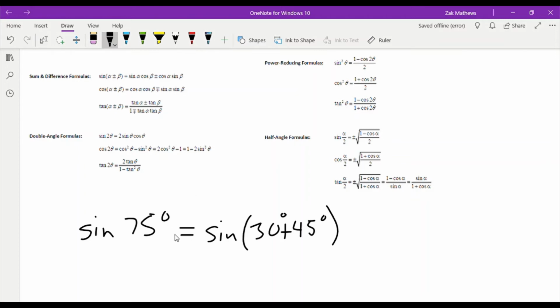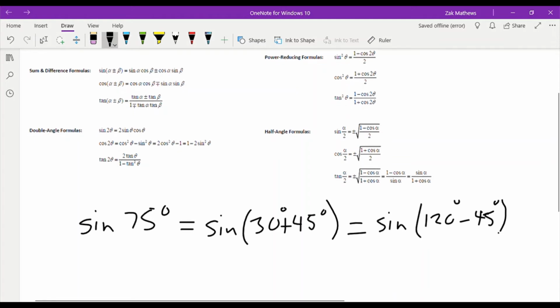It's not the only way we could do it. I could have also written it as the sine of, could have used subtraction, and we could have said 120 minus 45. 120 minus 45 would have also given us 75. So that is another possibility. Both we should see give us the same exact answer. So let's see if that's true.